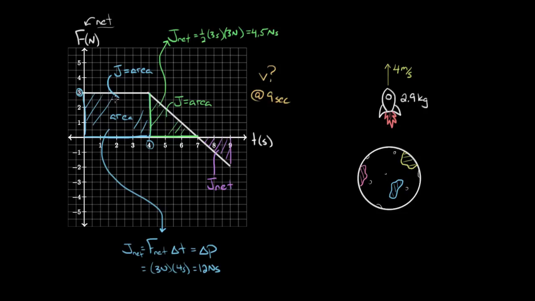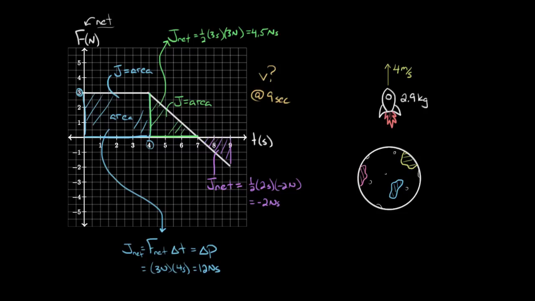So when the area lies above the time axis, it counts as a positive impulse, and when the area lies below the time axis, it counts as a negative net impulse. So how much negative net impulse? We still find the area. So the area of a triangle, again, is going to be 1/2. The base this time is 2 seconds, and the height is -2 newtons, which gives us a net impulse of -2 newton seconds.